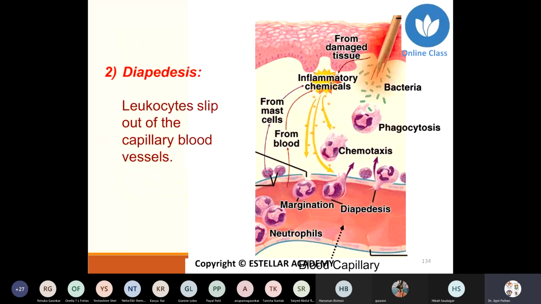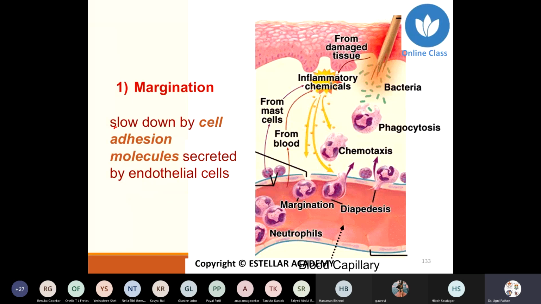Let us discuss. Margination is slowing down. See, in the blood vessels the blood is flowing, and along with the blood, RBCs and WBCs are flowing. They need to slow down. How do they realize there is an infection? In margination, they slow down by cell adhesion molecules secreted by the endothelium. Is this point clear? When they are moving in the blood vessels, they slow down. This is called margination. Write down.